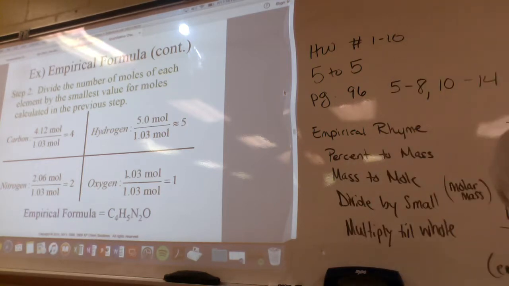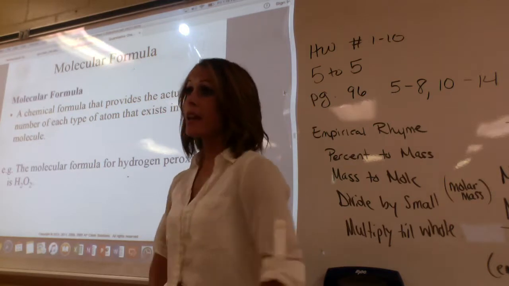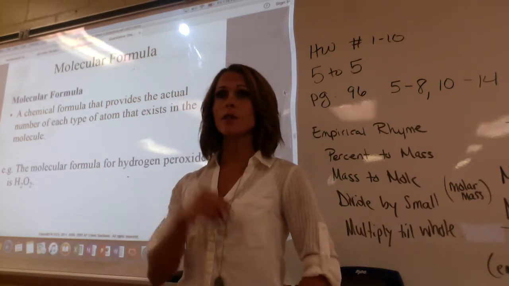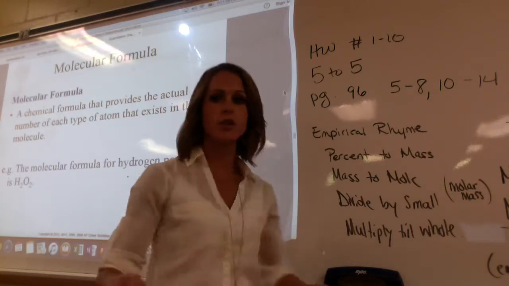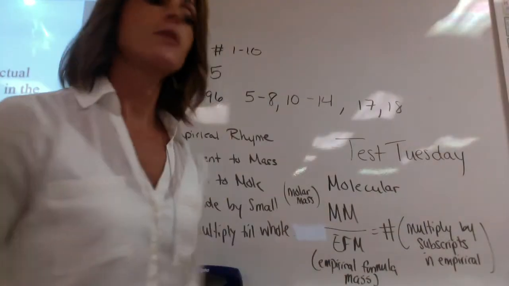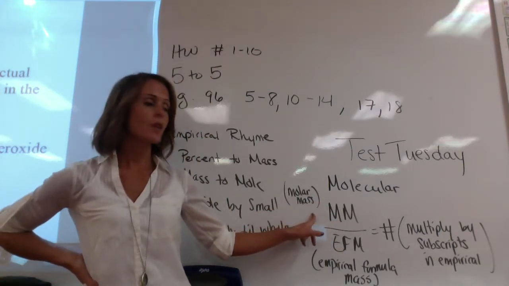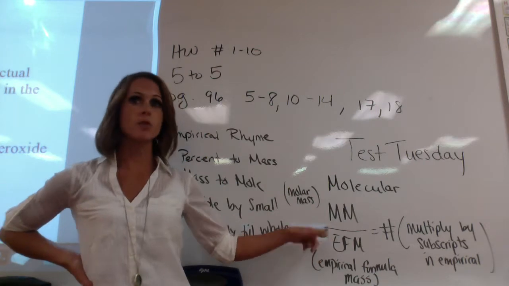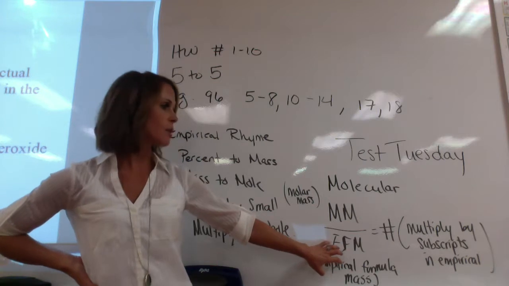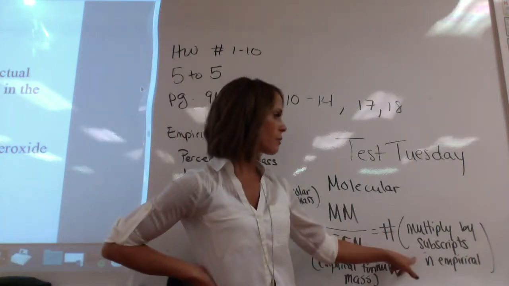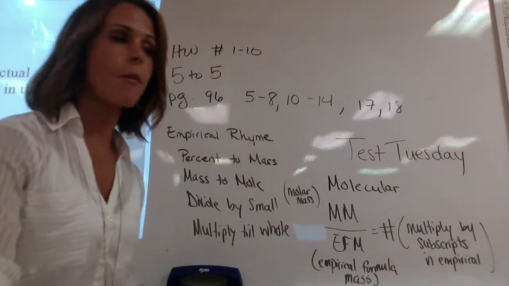Okay, so then our next step would be to find the molecular formula, which is the actual formula. It can end up being the same as the empirical. It just means that the number you're multiplying by would be 1. So here's how you're going to do molecular. You're going to take MM, which stands for molar mass, and divide it by the empirical formula mass, which is what you just found. You find those numbers by adding them up on the periodic table. You get some number, and you're going to multiply it by the subscripts in the empirical formula. So jot that down, and then we'll practice it.